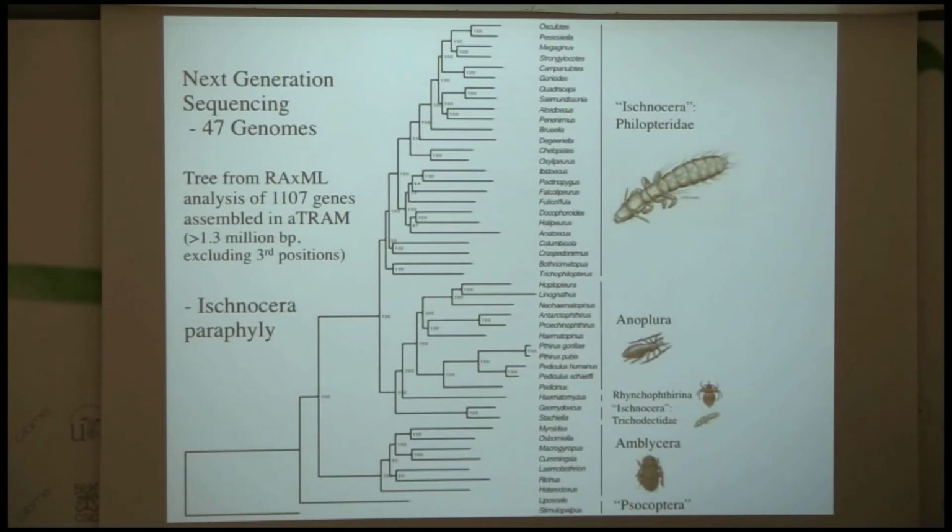So this is the tree that we got. Nearly all the branches are supported by 100% bootstrap. There's a few exceptions. But one of the most interesting results that we got is that Ischnocera, this widespread suborder, is actually paraphyletic. So there's a family here, Trichodectidae, that occurs on mammals. It's sister to the other groups that occur on mammals, Anoplura and Rhynchophthirina, whereas all the bird lice are up in this group.